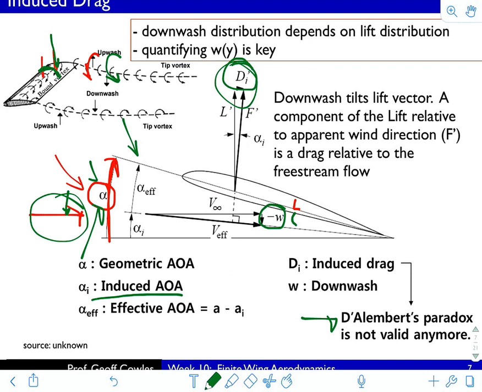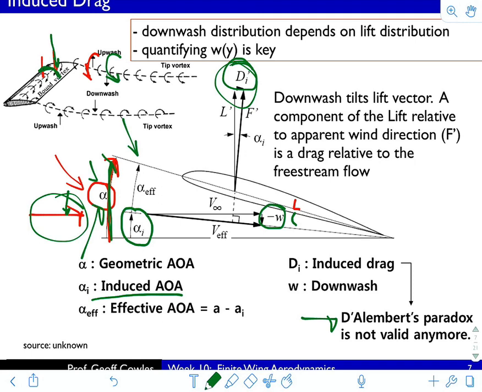And so you have this geometric angle of attack, which is foil geometry relative to the free stream direction velocity far upstream. We have an induced angle of attack right here, and that's how much we're shifting back the lift vector. That induced angle of attack is the arcsine of W over V infinity. We'll look at the math for that in a second. If W is 0, if there's no downwash, alpha I is 0, alpha effective is equal to alpha geometric, and our induced drag is 0. Both lift curves are on top of each other.